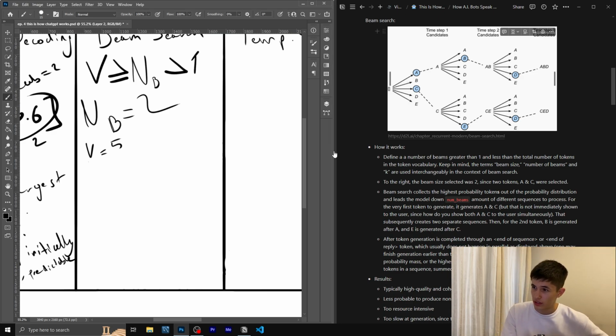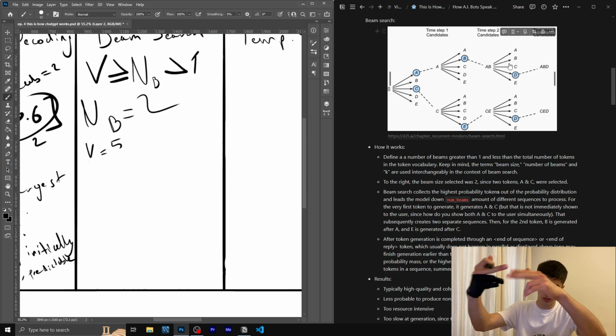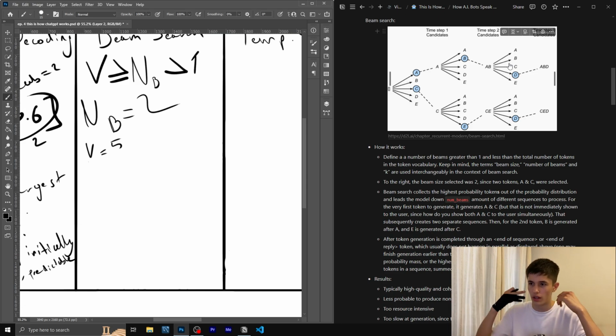And then it has generated two of these. So essentially you can see beam search collects the highest probability tokens, and then the second token, and so on. After the token generation is completed by an end of sequence or end of reply token, which usually does not happen in parallel as displayed above. For example, here it's displayed as though they end both at the same time. This one could end earlier than this one, like keep on generating.